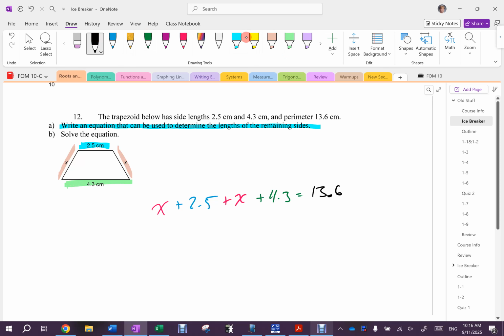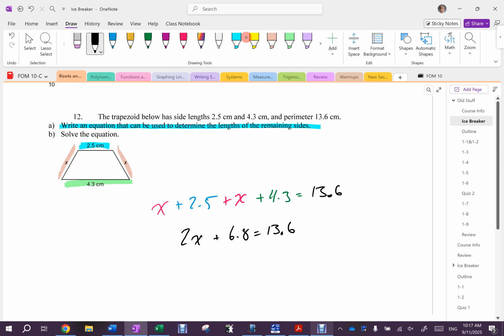That is how you do A. Could you write it better? Yes, because math people want to write as little as possible, yes? So instead of writing x and x, what would they write? 2x. And instead of writing 6.5 and 4.3, what would they write? 6.8 to equal 13.6. That's the best answer.